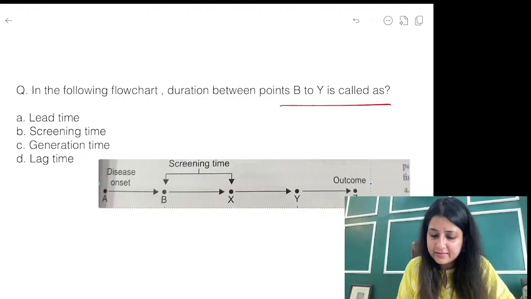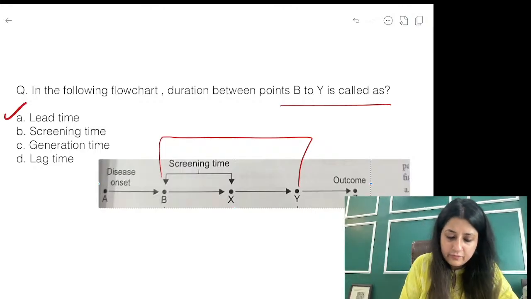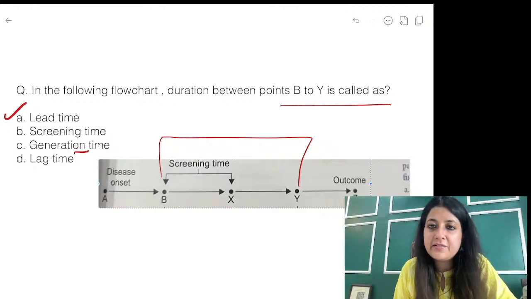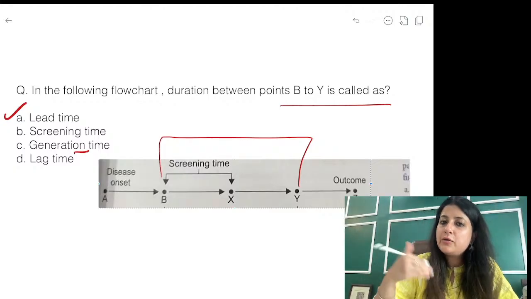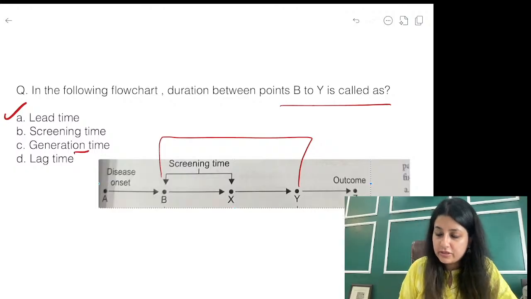Next question. Already done it. Just quickly tell me the answer. B to Y क्या होता है? What is B to Y? Then I'll go to numericals. Already we have discussed. B to Y क्या है? Good. B to Y is lead time. कल हमने पढ़ा था ना, generation time, the time between entry of organism till maximum infectivity. That is your generation time.